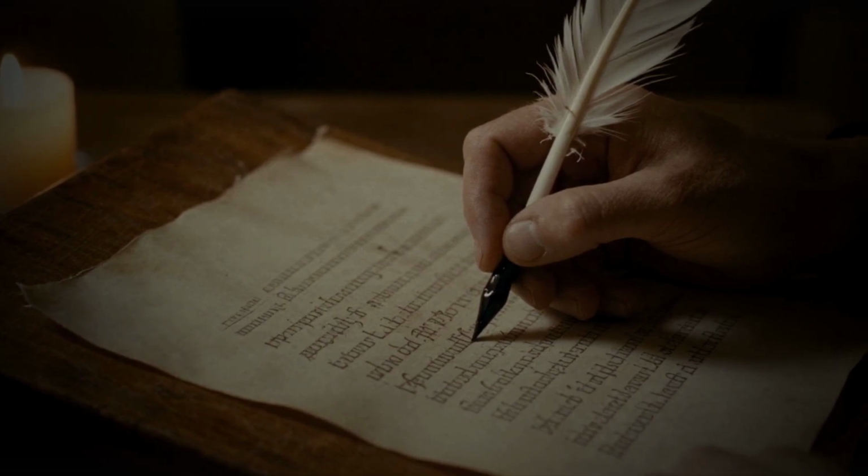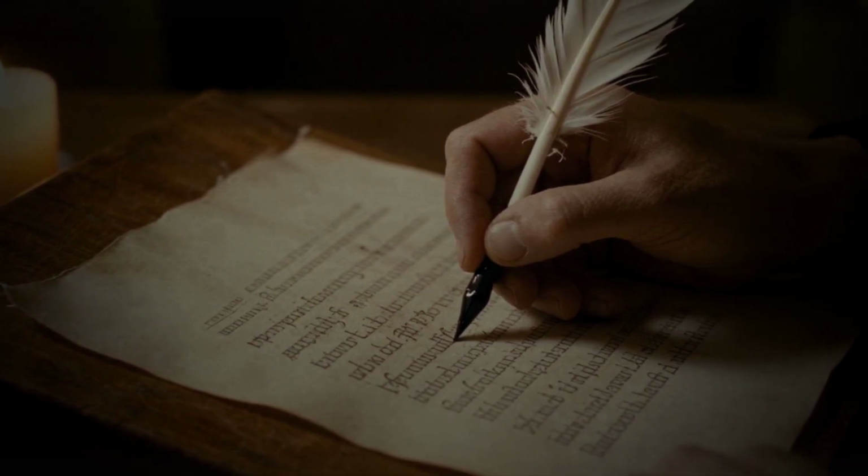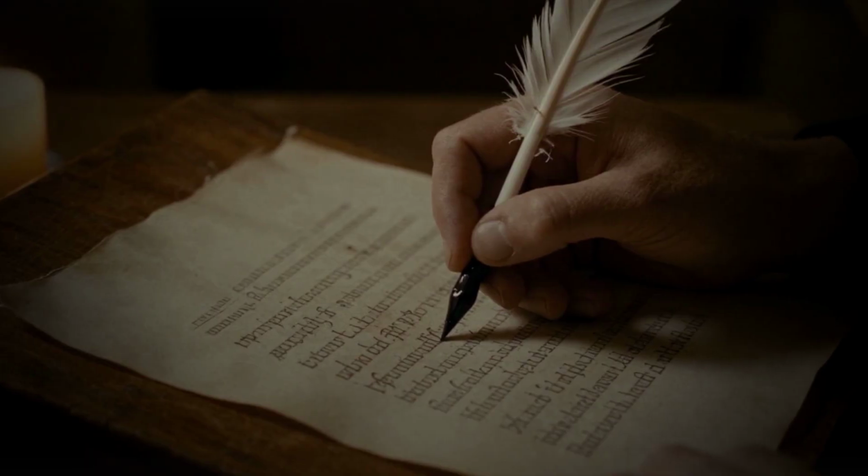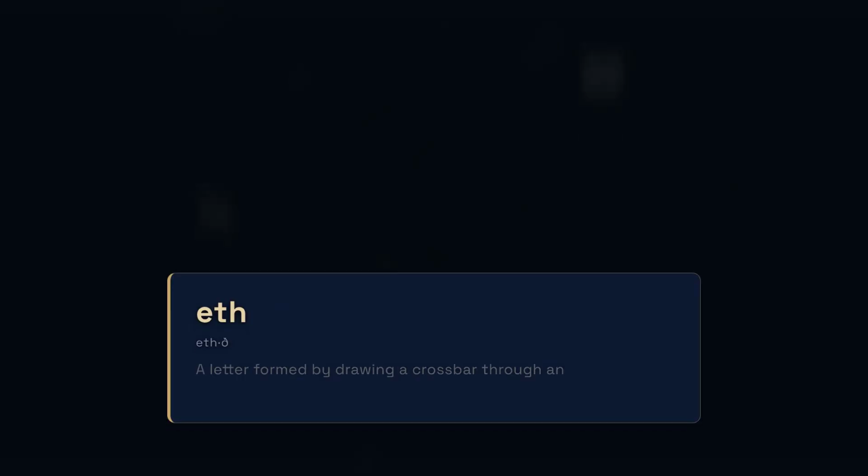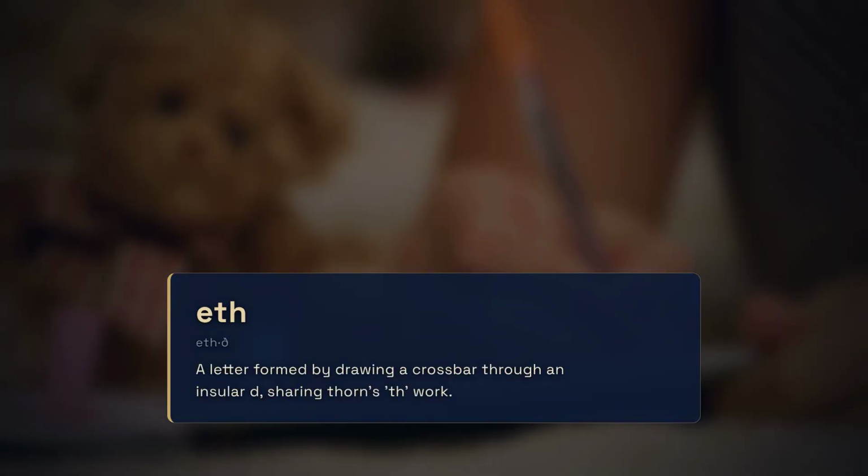Rather than borrowing again from the runes, the scribes took a Latin letter and deliberately mutilated it. They took the insular letter D, the rounded D of Irish handwriting, and drew a small crossbar through its ascender. That single stroke turned D into something new. It became Eth, written as the character ð.